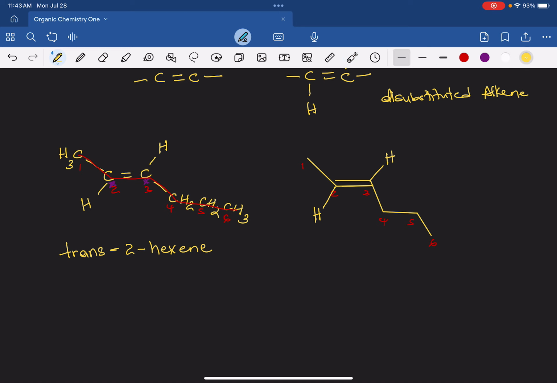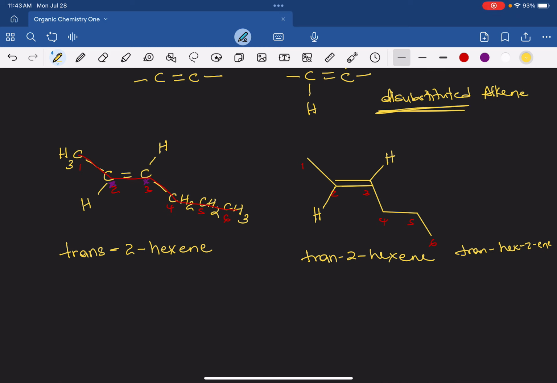So this is trans, the same molecule. Trans-2-hexene. And if you see trans written as E, that's also correct. Okay, cool. Let me show you how to identify a disubstituted alkene. This is what you do.